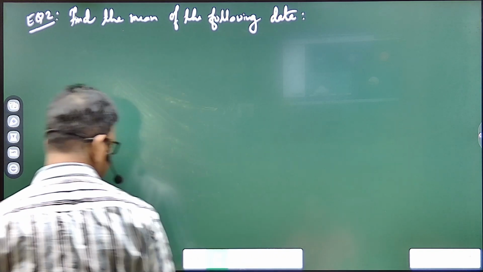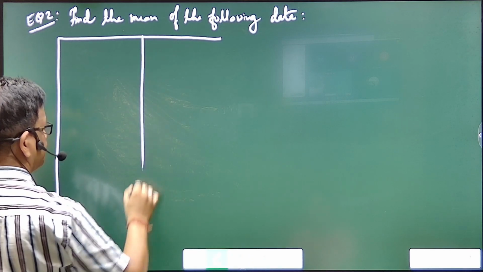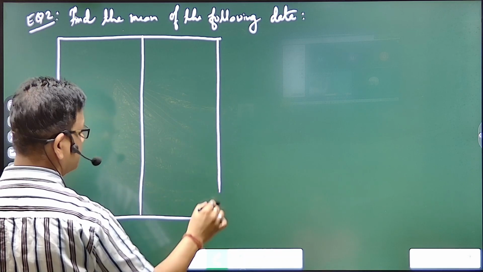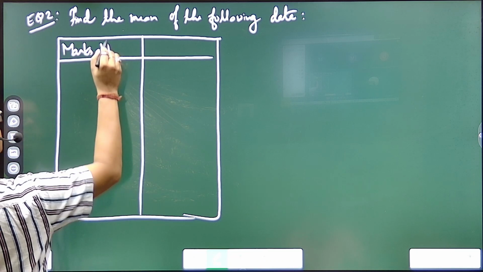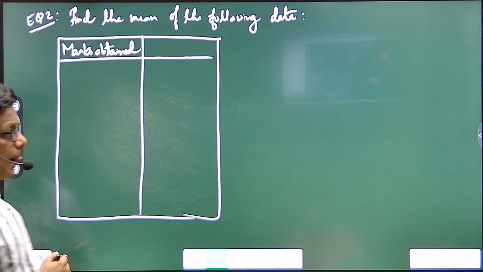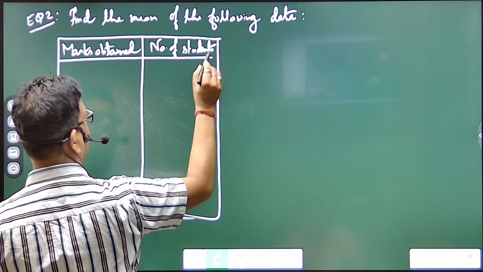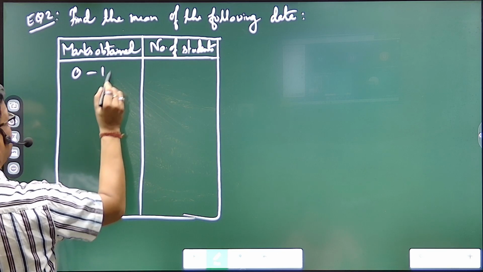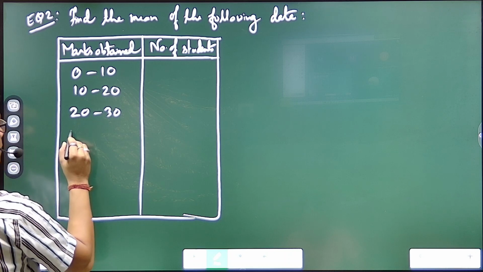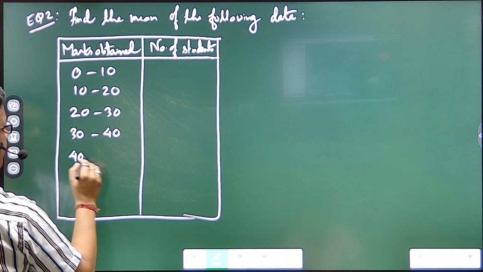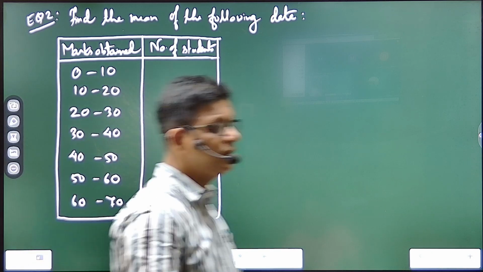Now I'm going to do a similar thing, writing the question in white and solving with some other color. Here, suppose marks obtained by some students, and here the number of students. Suppose these are marks obtained by the students: 0 to 10, 10 to 20, again a continuous class to explain. So 30 to 40, 40 to 50, 50 to 60, and suppose 60 to 70.